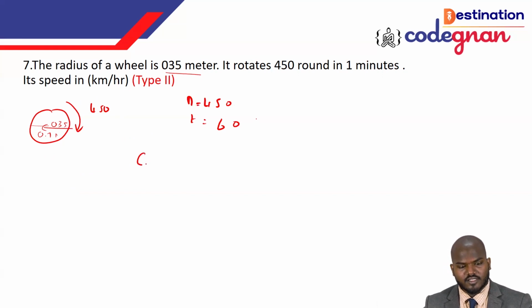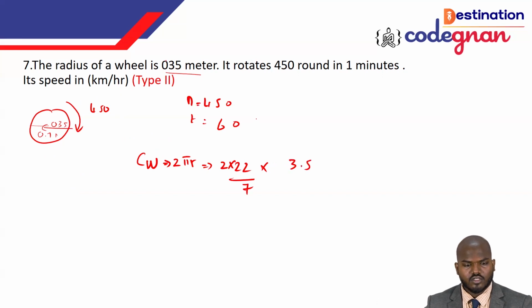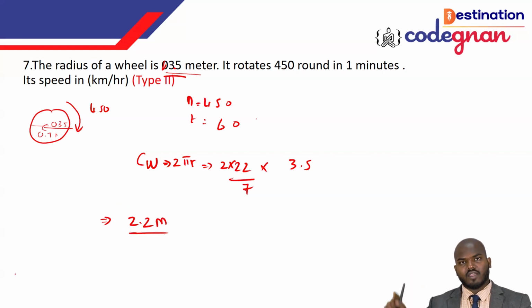We can call the circumference of the wheel, what formula, guys? We can call it 2 pi r. So pi is equal to 22 over 7. R is equal to 3.5. It's not 0.35, it's 3.5 meter. If you resolve this one, guys, it will give you the value 2.2 meter. 2.2 meter is the circumference of the wheel. It is just showcasing the space of this one.